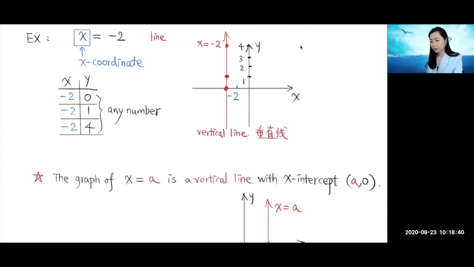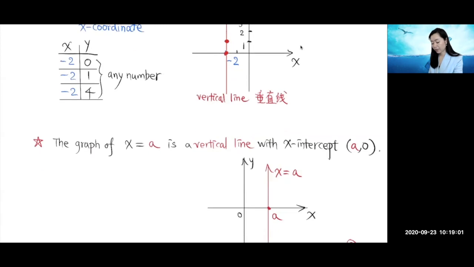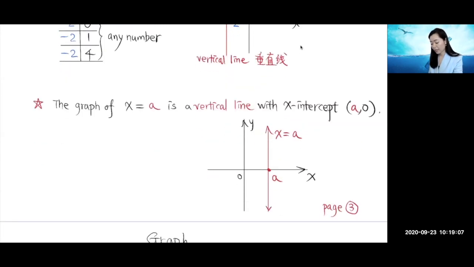Right. So now, in general, if you have x equal to a real number, then the graph of it is going to be a vertical line, just like this one. With the x-intercept over here being this number (a, 0). So you will locate a on this x-axis, and then you draw a vertical line that goes through this point.